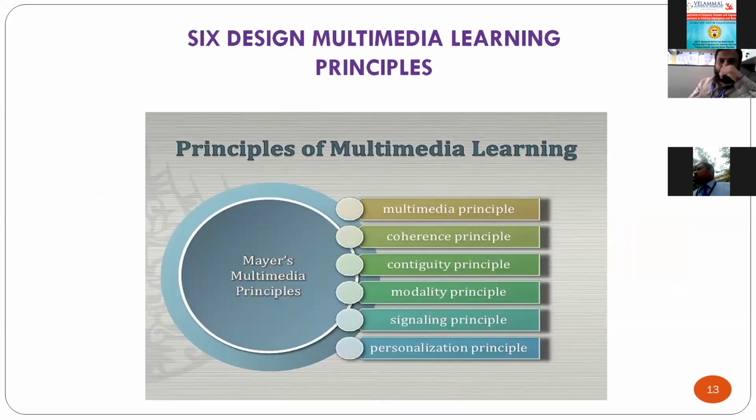I have already mentioned the six design multimedia learning principles. The first one is the multimedia principle. Next is the coherence principle, then the contiguity principle, then the modality principle, then the signaling principle. The last one is the personalization principle. These are different types of principles based on the learners' requirements and abilities.